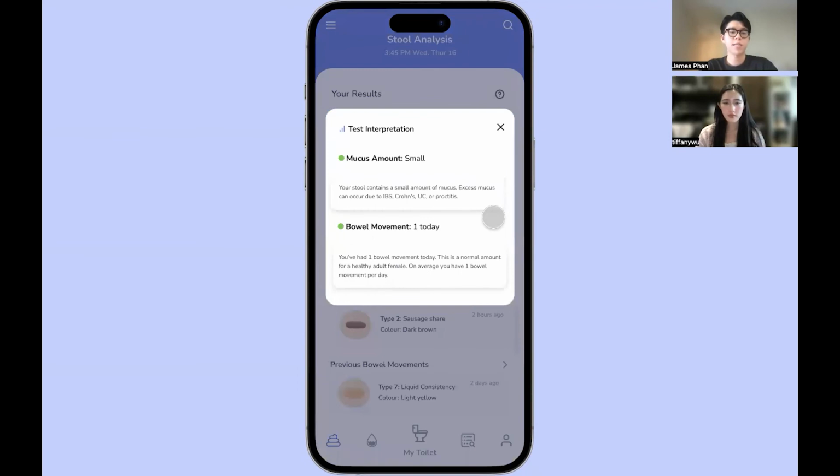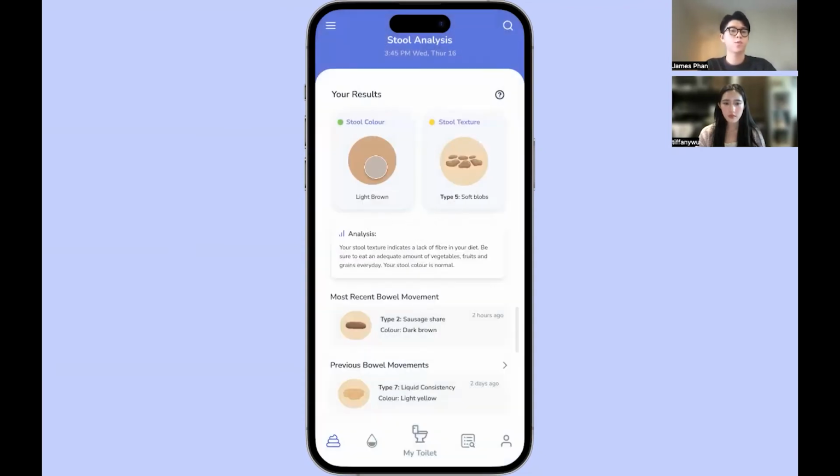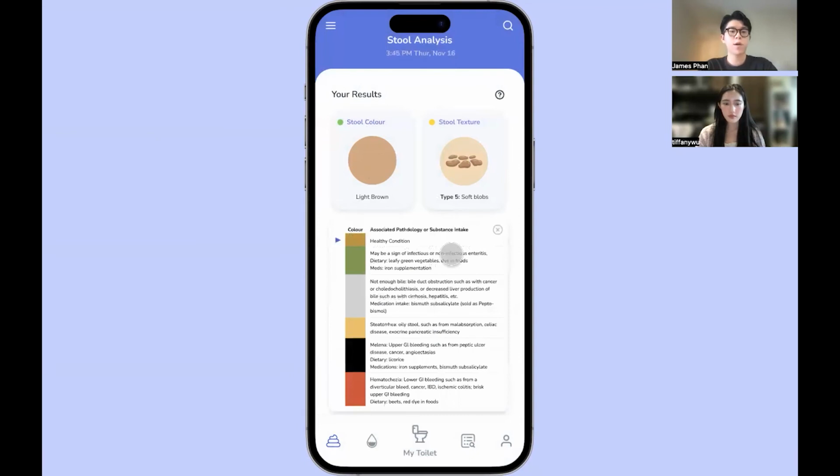Users can also click to see the level of mucus in their stool textures to see if any further actions are needed, as well as their bowel movement. As for the stool color tab, they can click on it to view the overall color analysis for the current stool color, as well as different color charts.